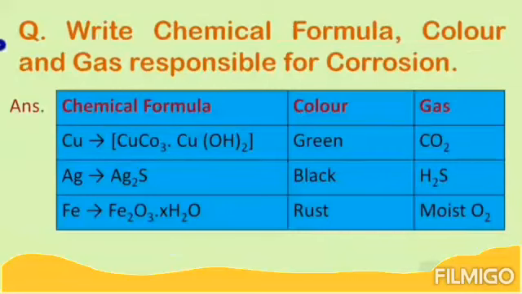Next question. Write chemical formula, color and gas responsible for corrosion. In the case of copper, silver and iron, copper Cu, the gas responsible for its corrosion is CO2, that is carbon dioxide. Copper, after getting corroded, forms a compound copper carbonate, copper hydroxide, and is green in color.